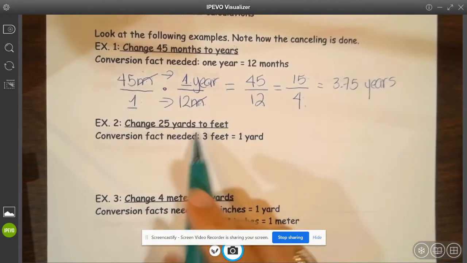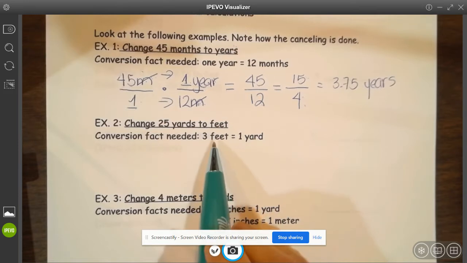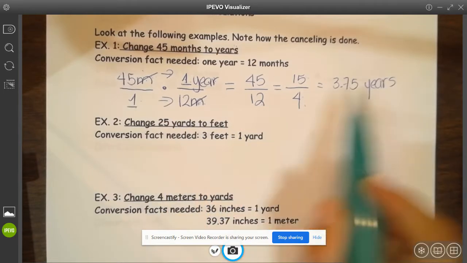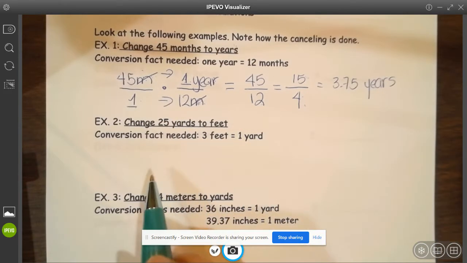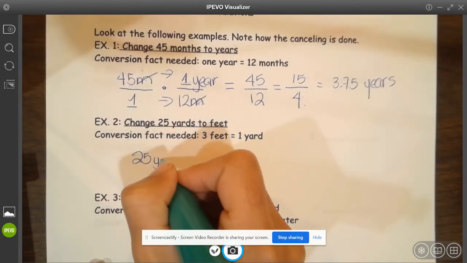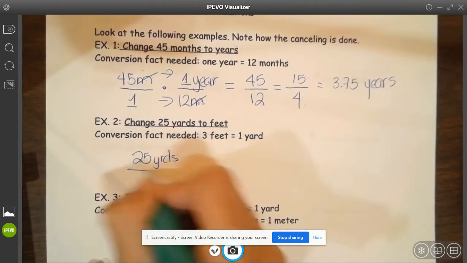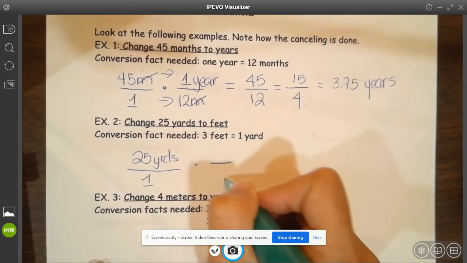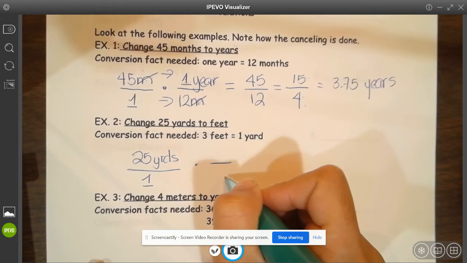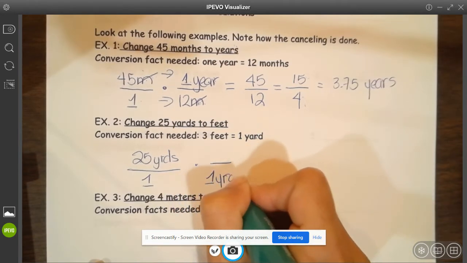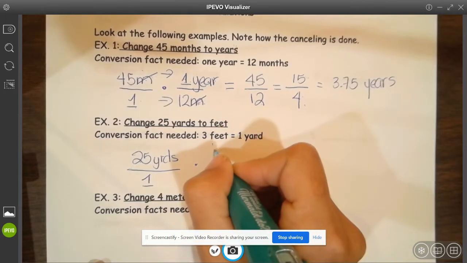So it says change 25 yards into feet, and they're giving us the conversion fact, which is 3 feet equals 1 yard. So our answer would be in feet. Notice that I use units at the end. All right, so that's 25 yards over 1 times, so yards go on the bottom because I want to cancel yards. I want it in feet. So 1 yard over 3 feet, which is what I want.